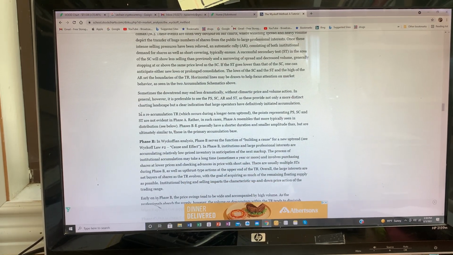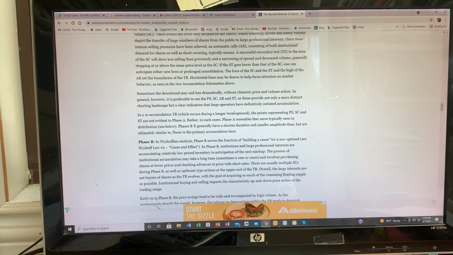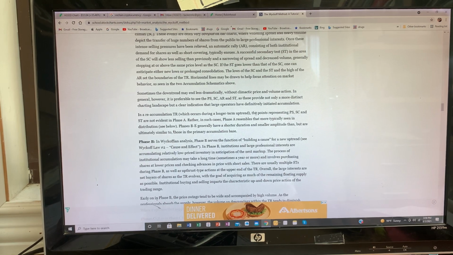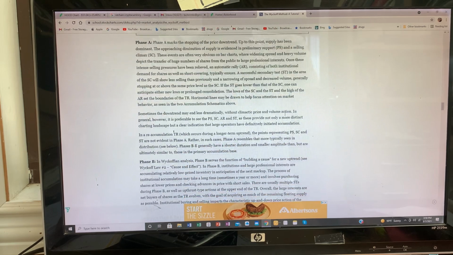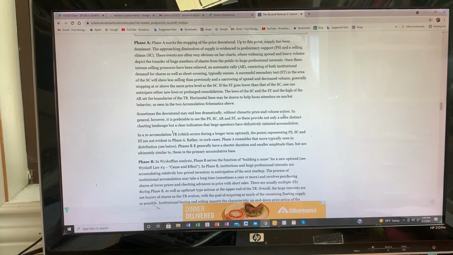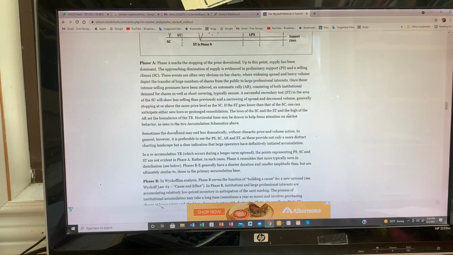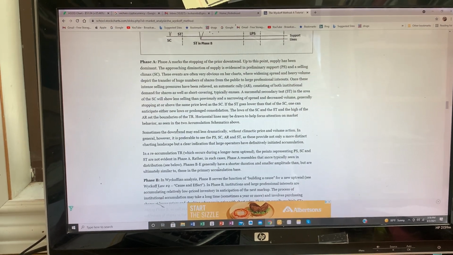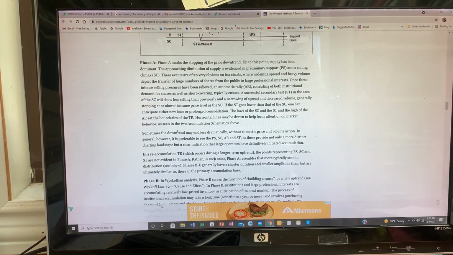But in a reaccumulation TR, which occurs during a longer term uptrend, the points representing the PS, the SC, and the ST are not evident in phase A. So that's really important. Rather, in such cases, phase A more closely resembles what is typically seen in distribution, seen below.